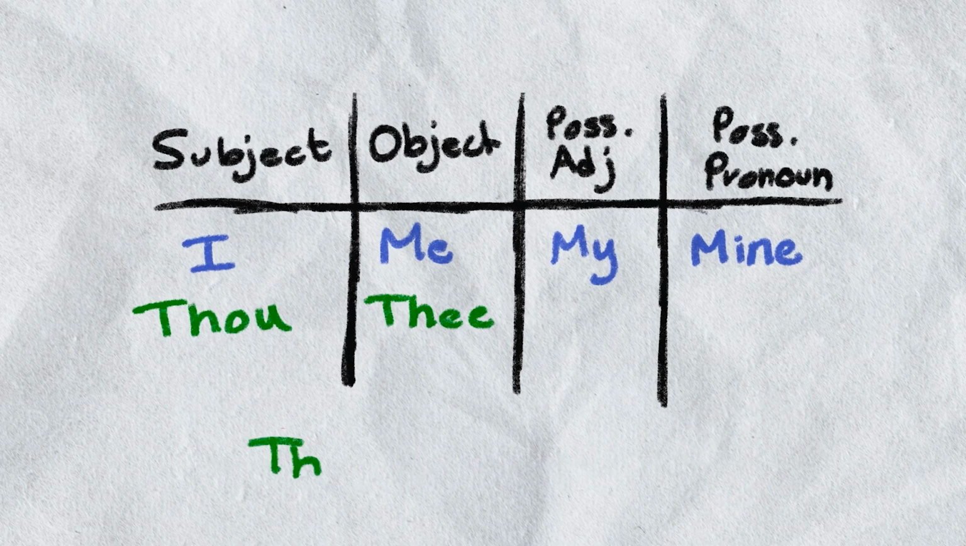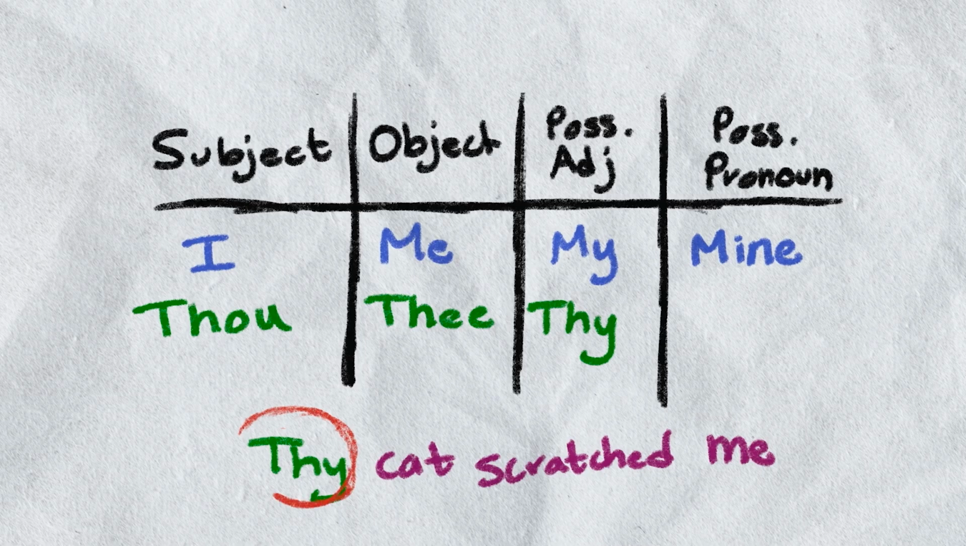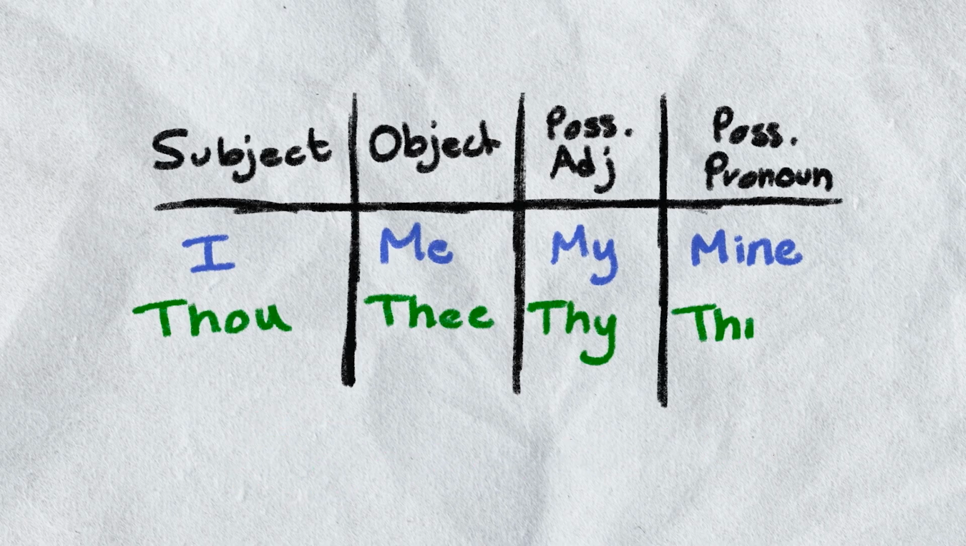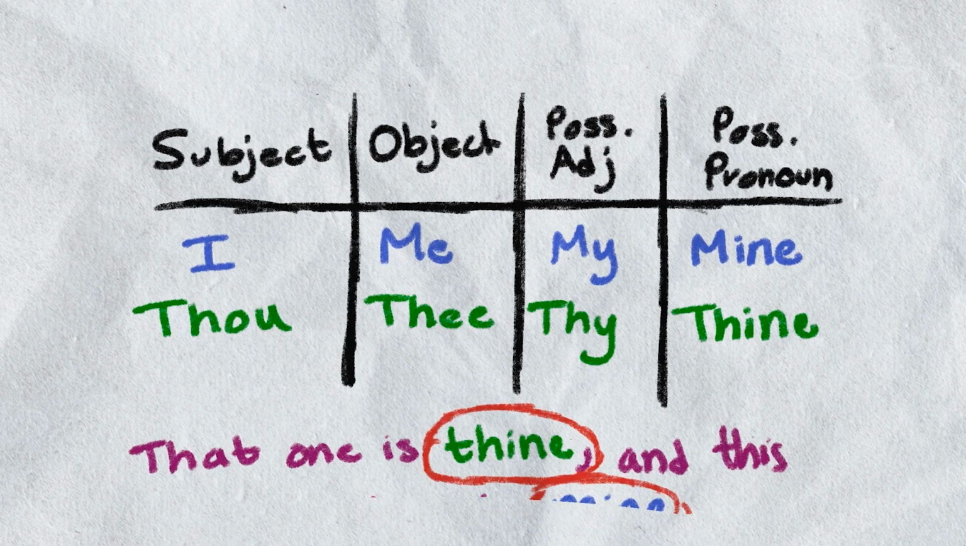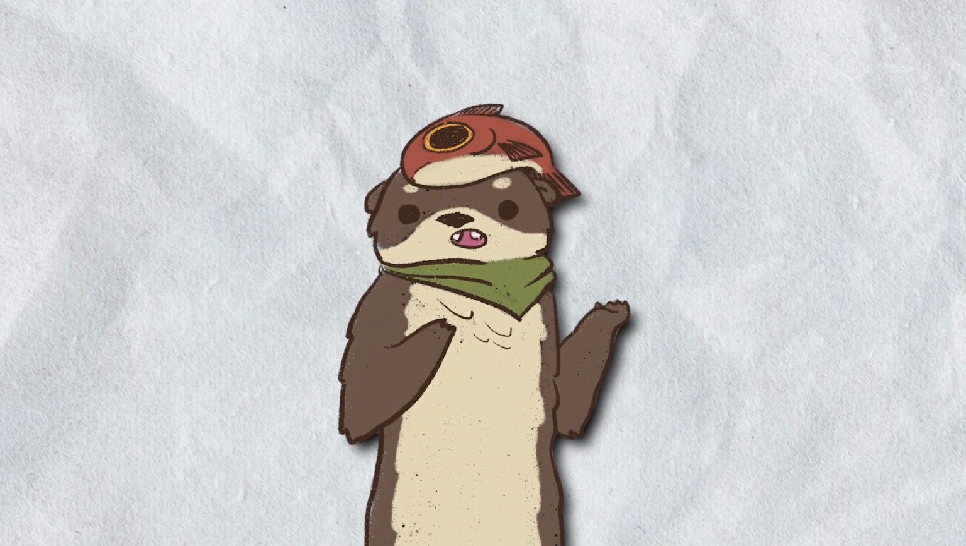Next is thy, which acts just like my, marking the possession of another noun. For example, thy cat scratched me. Here, we are showing that the cat is possessed by thy. Next, we have thine, which acts just like mine. So if a friend comes up to me asking which coffee mug is his, I might say, that one is thine, and this one is mine. And there you have it, the various forms of thou explained in a neat little chart.